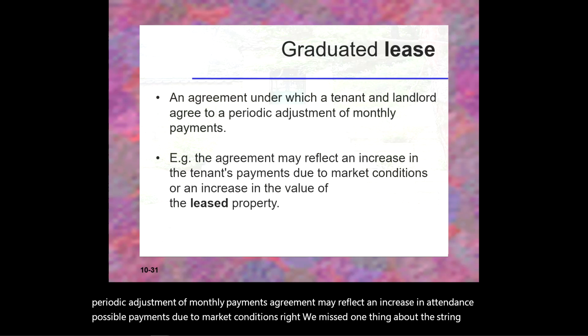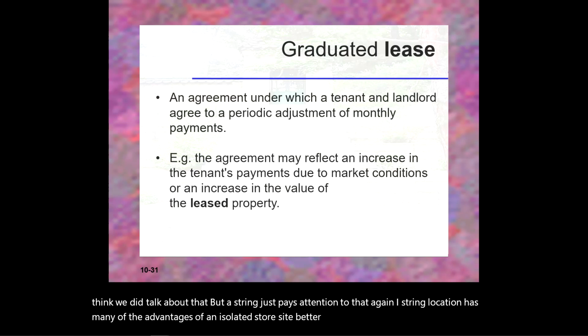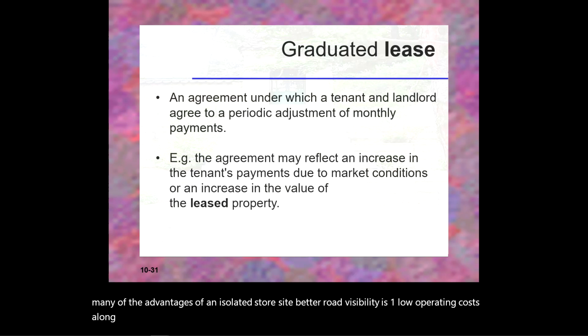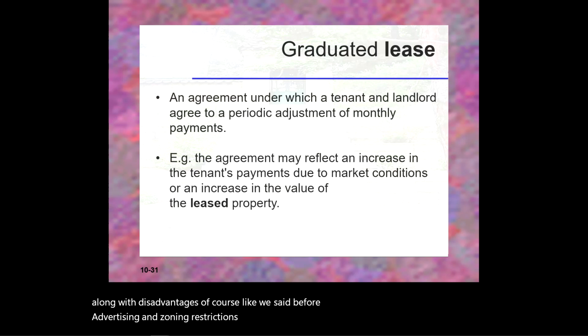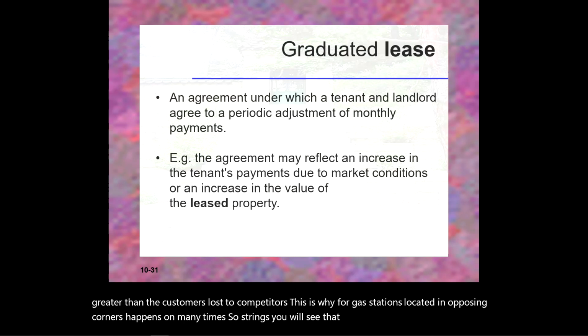Right, we missed one thing about the string, and I think we did talk about that, but a string, just please pay attention to that. Again, a string location has many of the advantages of an isolated store site. Better road visibility is one, low operating costs, along with disadvantages, of course, like we said before, higher advertising and zoning restrictions. Due to being in a string rather than an isolated site, the customer's gain may be greater than the loss to competitors. This is why 4 gas stations located on opposing corners happens many times. So strings, you will see that everywhere, and it's a good thing to remember.